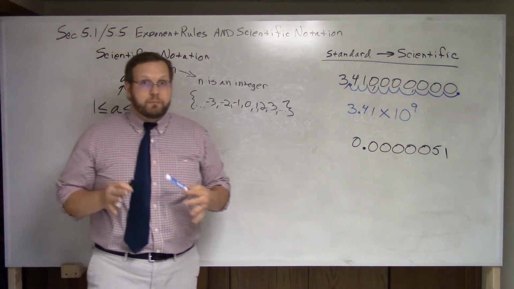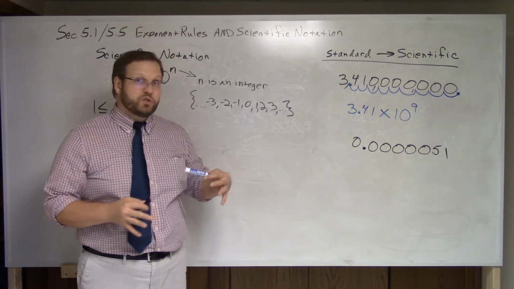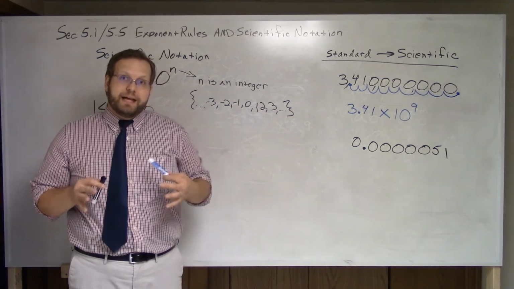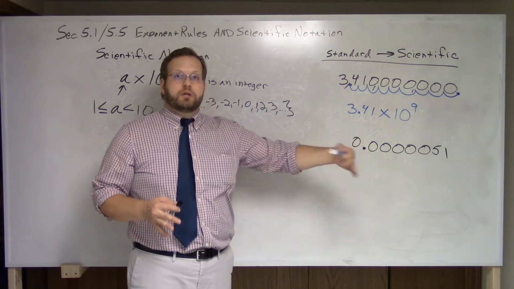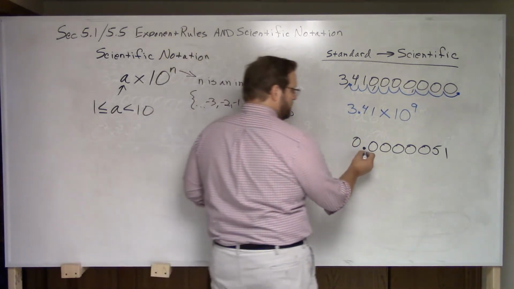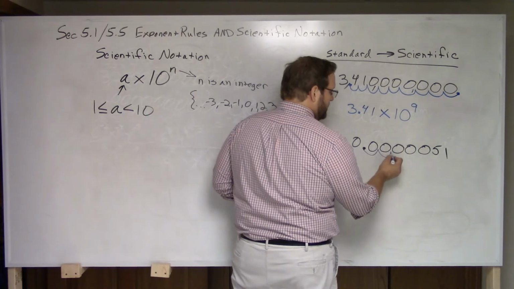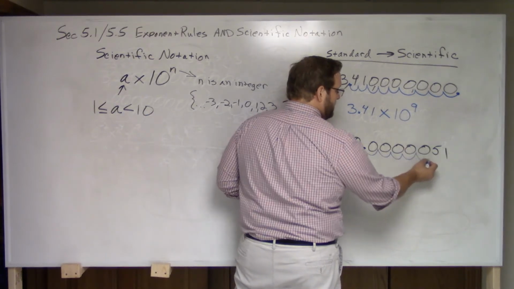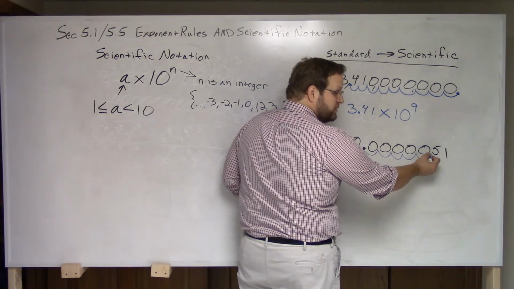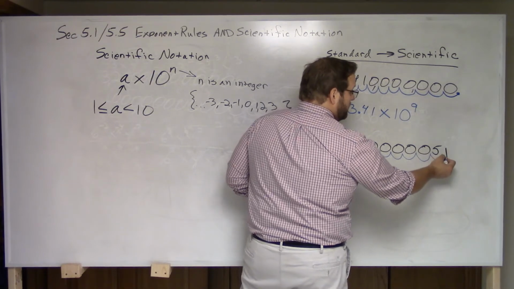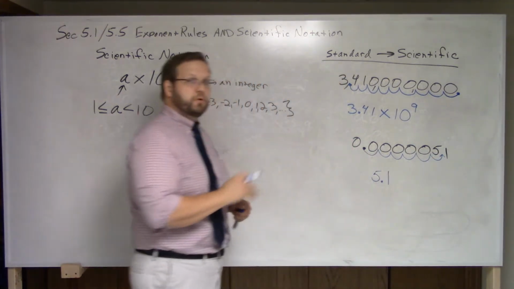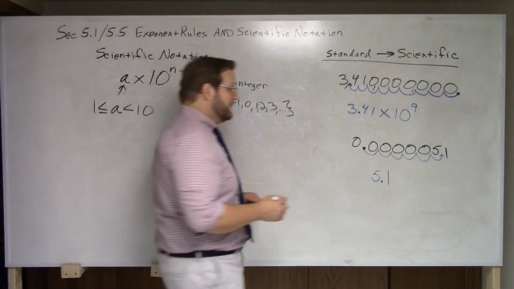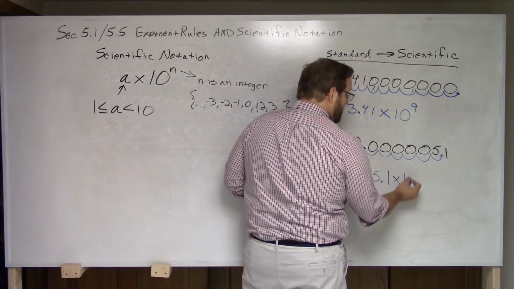Now again, I need a number between 1 and 10. That's too small. So I need to move that decimal, which I can clearly see right here, back the other way so that I end up between 1 and 10. If I were to stop here, I'd be at 0.51. That's too small. But here, I have 5.1. That's perfect. Okay? And then I'm going to multiply by a power of 10.